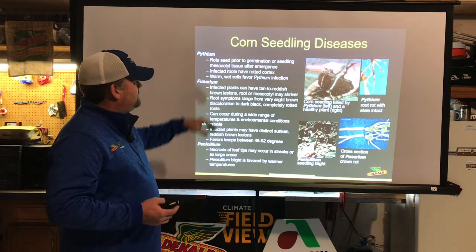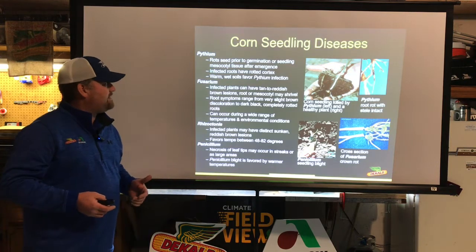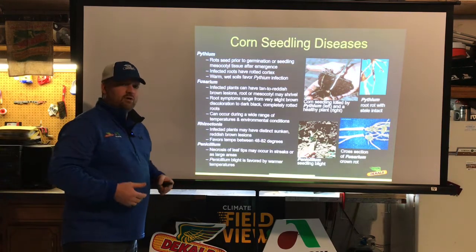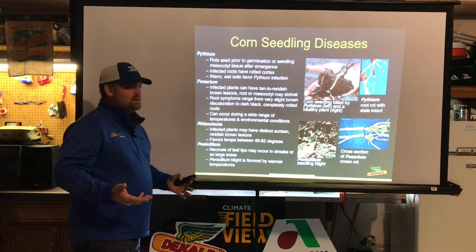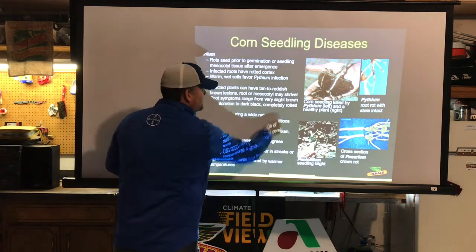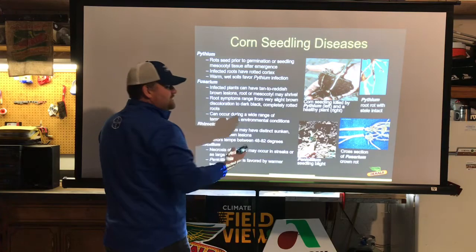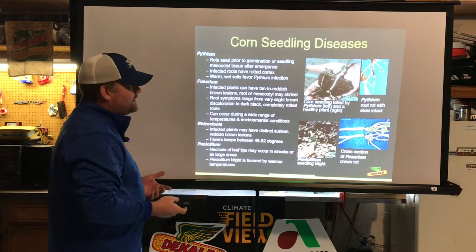mesocotyl tissue after emergence. The infected roots really have that rotted cortex. Warm, wet soils really overall favor Pythium infection. So you can see over here on this side, a corn seedling killed by Pythium. Right here on the left, basically all just necrosis, decay on the left side. And there's a normal plant for comparison, right to the right of it. So it really can do heavy damage to your corn crop.